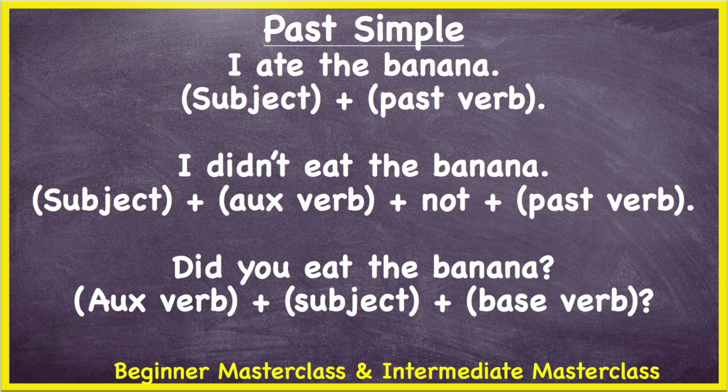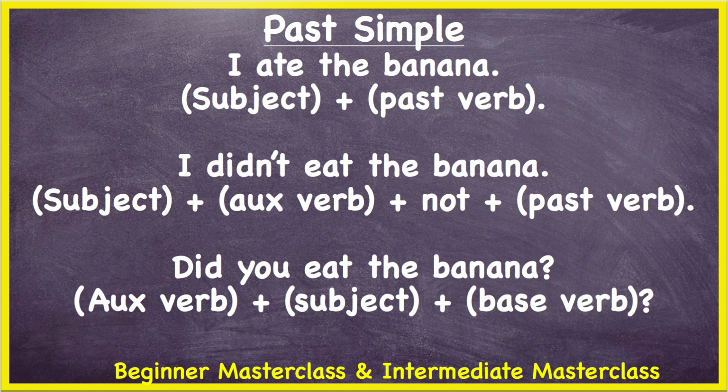Ate is the irregular verb, the irregular past tense verb of eat. Remember, regular verbs end in ed. But if you have a past tense verb that does not end in ed, then that is irregular. The negative form is I didn't eat the banana. That is subject plus the auxiliary verb plus not plus the past tense verb. Right? I didn't eat, or I did not eat. And the question is, did you eat the banana? The auxiliary verb plus the subject plus the base verb.